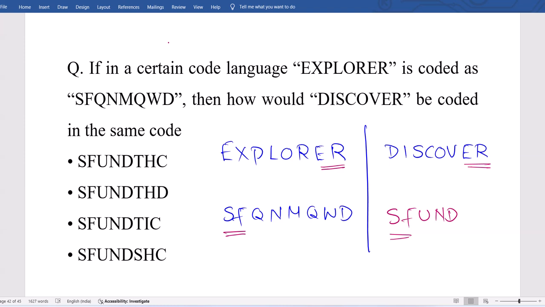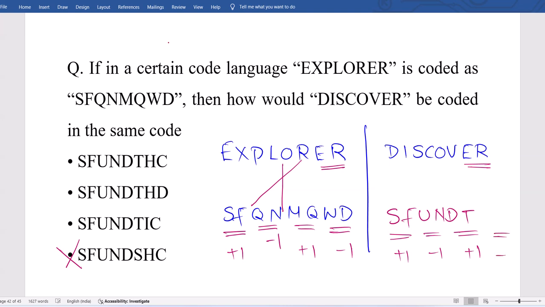Okay, then this is minus. Minus 1. Okay, this is plus 1. Next, this is also minus 1. This is also plus 1. 2 times plus 1, 2 times minus 1. This is plus 1, this is minus 1. Now I have to do plus 1. C plus 1, S plus 1. S plus 1 is T. So this is eliminated. Next, again minus 1 at the end. D minus 1 is C. This is eliminated. I before letter is H. This is eliminated.